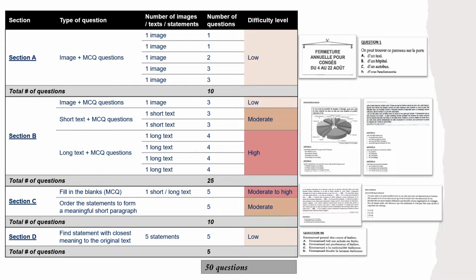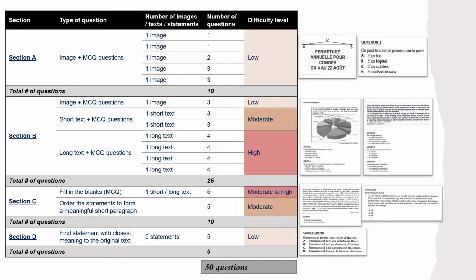Then in section C, the first question will have a short or a long text with some phrases missing in between, and those would be provided in the options down below after the paragraph. As you can see on the right hand side, here is this text and some of the phrases are missing in between, and there would be some options. You have to read through all 4 options and select the answer for each of these missing phrases. In terms of difficulty level, this is moderate to high and you will have about 5 questions to answer in this particular text.